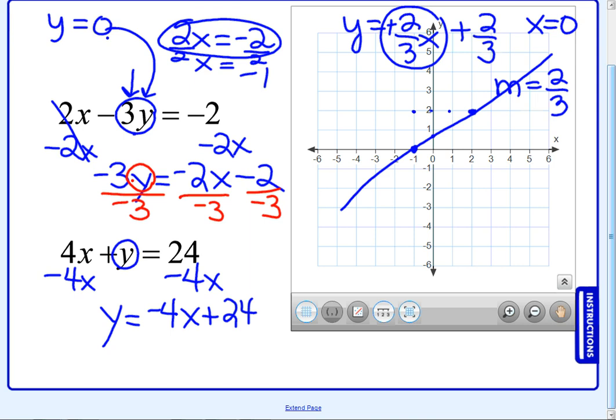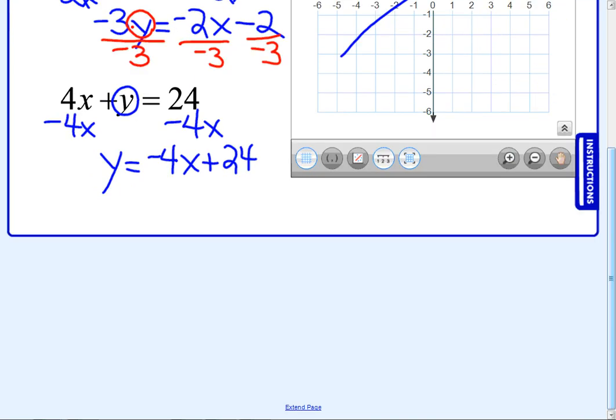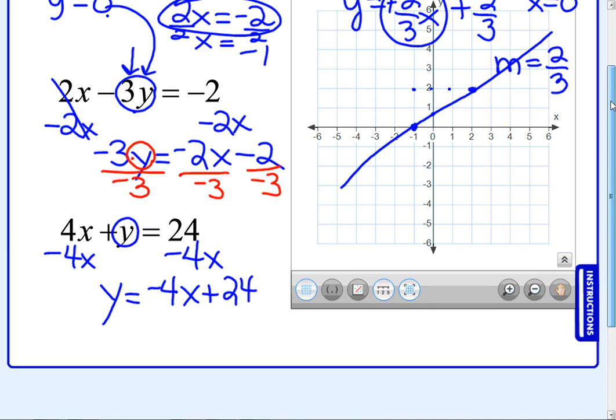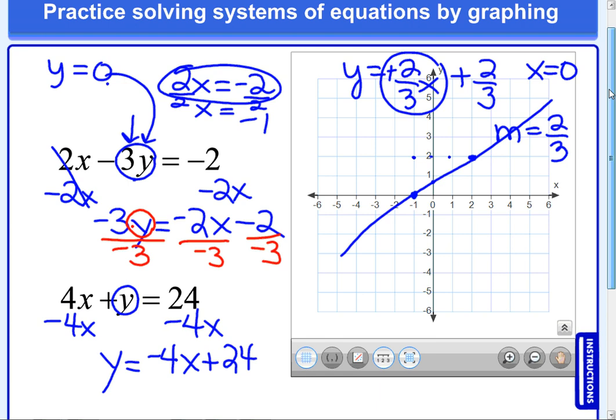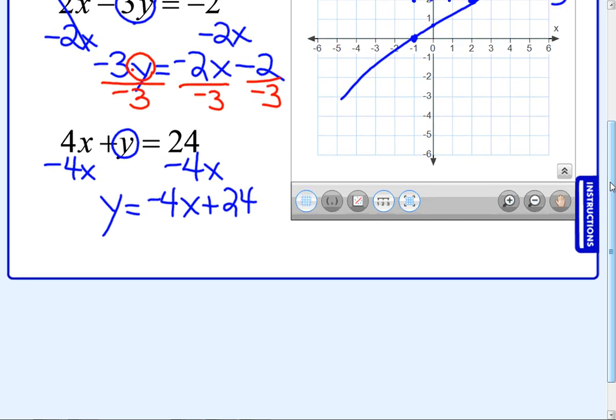When x is 0, we're going to begin at 24. There's a little problem there, isn't there? Michael, is there a problem there? Because I can't get up to 24 here. So that's not going to work very well. I don't even think it's going to fit on my graph.